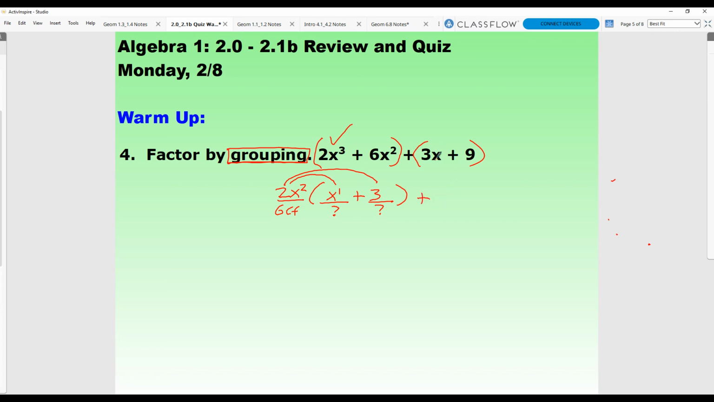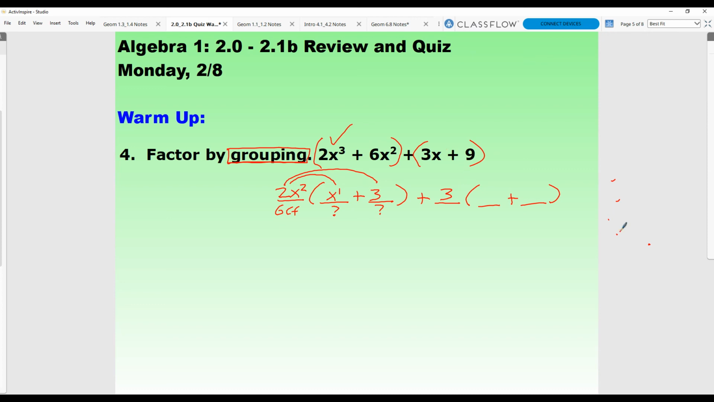Start your new factoring for this group over here. You need a blank, parentheses, space, a plus sign, and another blank like that. All right. Find your greatest common factor for the numbers 3 and 9. The biggest number that goes into both of them is 3. And they don't have any x's in common, so we're not going to put any x's out here.